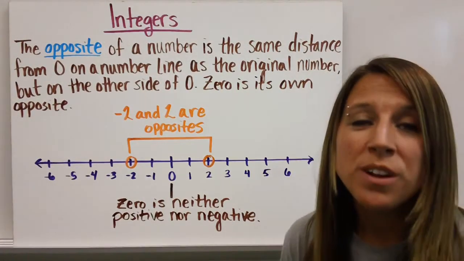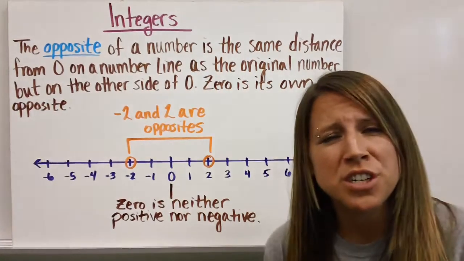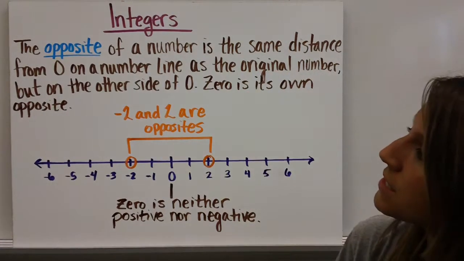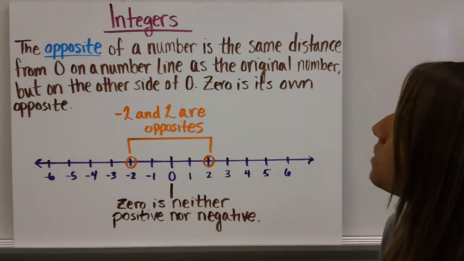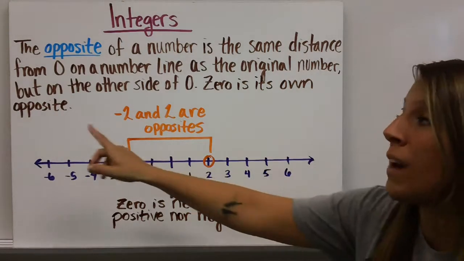In today's lesson, we are going to be introduced to integers. The first thing that you need to know when learning integers is the definition of an opposite. The opposite of a number is the same distance from 0 on a number line as the original number, but on the other side of 0. 0 is its own opposite.